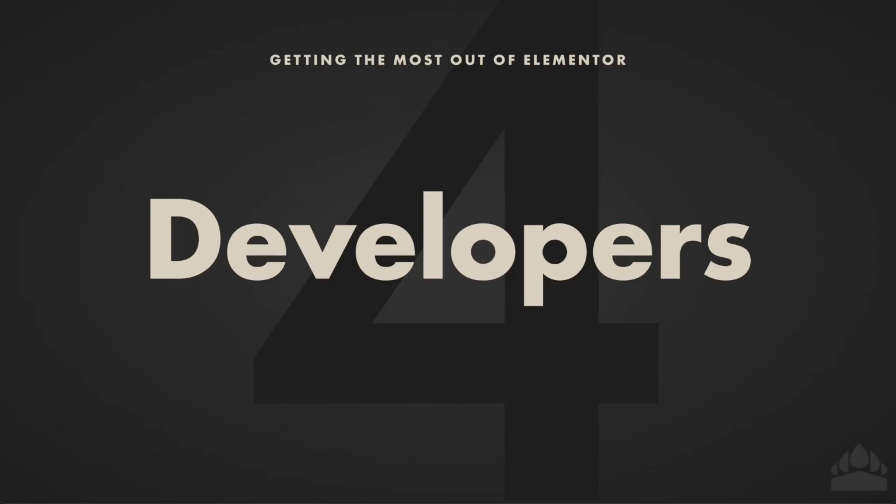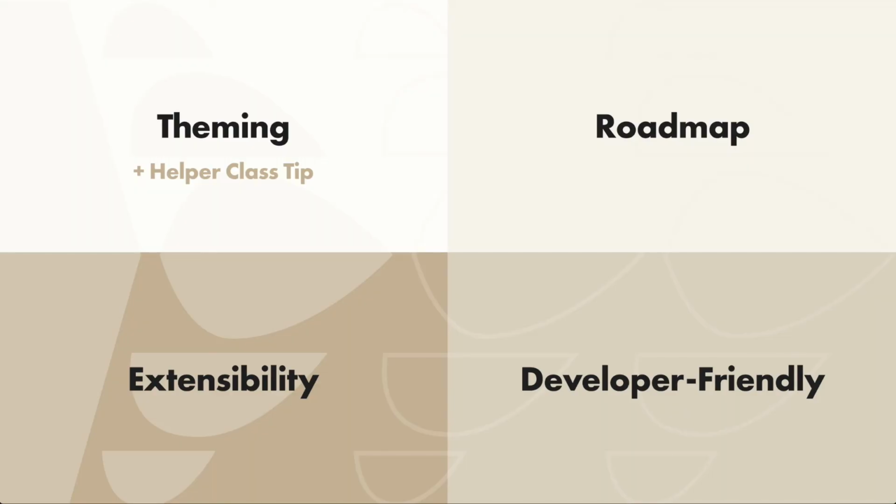Okay, let's look at our deck again. Am I missing anything? Theming, the helper class tip. Let's talk about extensibility. What I mean by extensibility is really that Elementor is friendly to third-party add-ons.